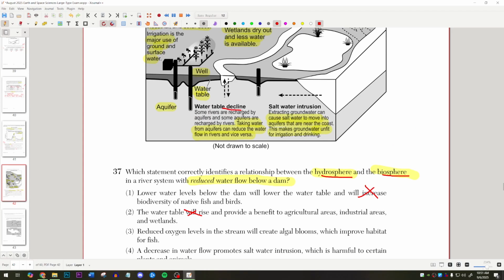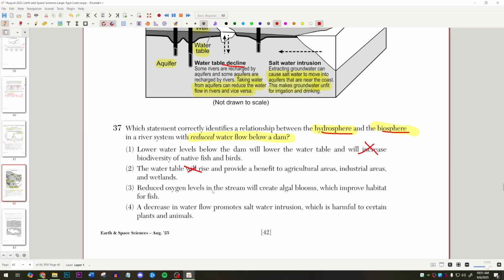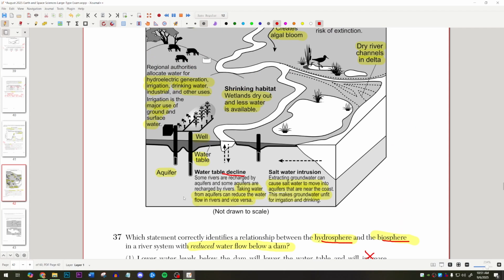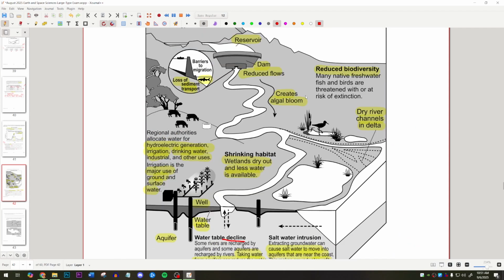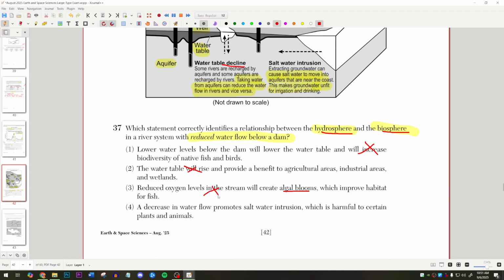It says water table decline. Reduce oxygen levels in a stream will create algal blooms, which improve habitat for fish. It says fish are threatened, so no. A decrease in water promotes saltwater intrusion, which is harmful. Yes. So in that one, we literally had to read the whole thing.